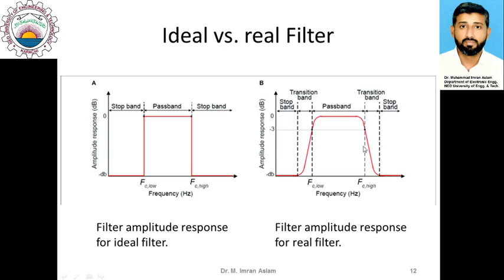Third thing, in between the pass band and the stop band, there is a transition band where the response is gradually changing from this 3 dB point to whatever desired value we have. So that means this transition and non-zero stop band are actually responsible for causing the adjacent channel interference.